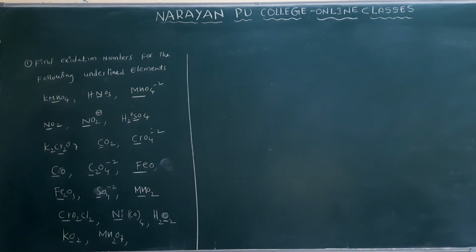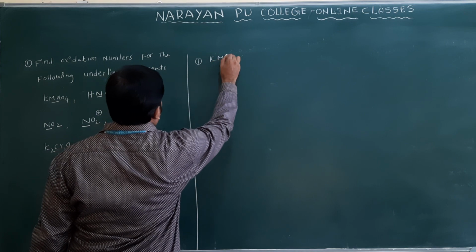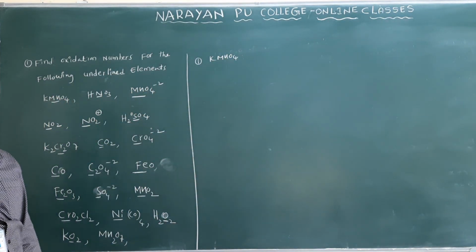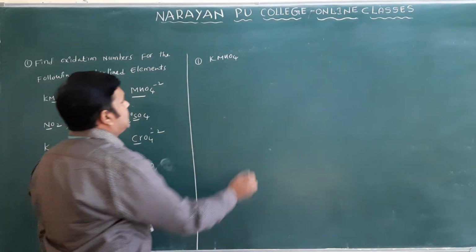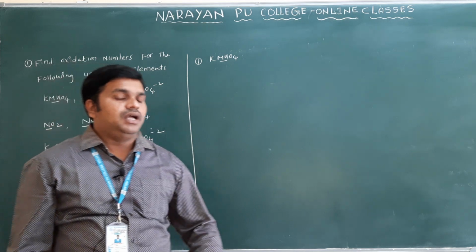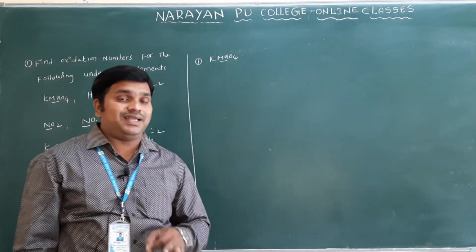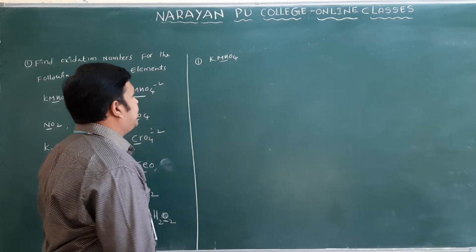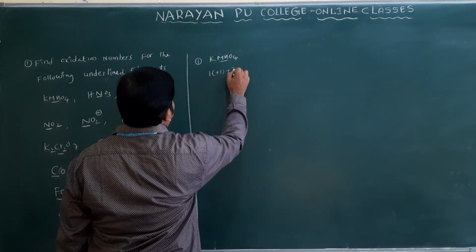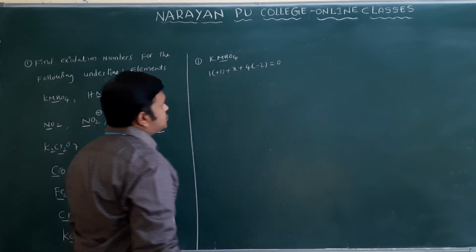The first one we have is potassium permanganate, KMnO4. I did not write the rules, I am directly identifying the oxidation states. The element is manganese, so for the element whose oxidation number you have to find, always take X. Using the formula: 1 into +1 plus X plus 4 into -2 is equal to 0.